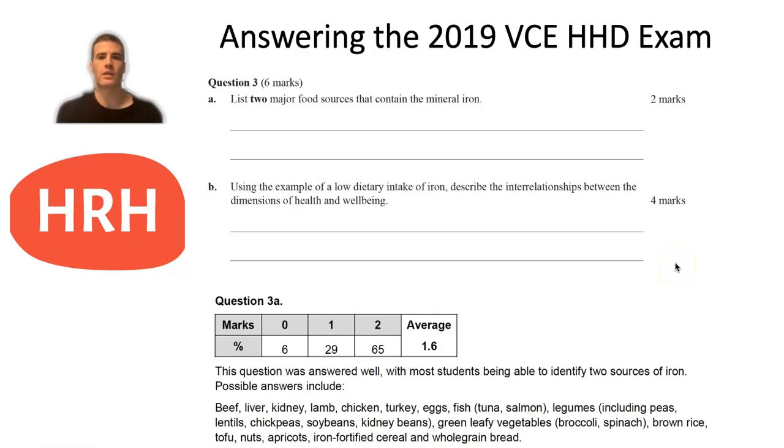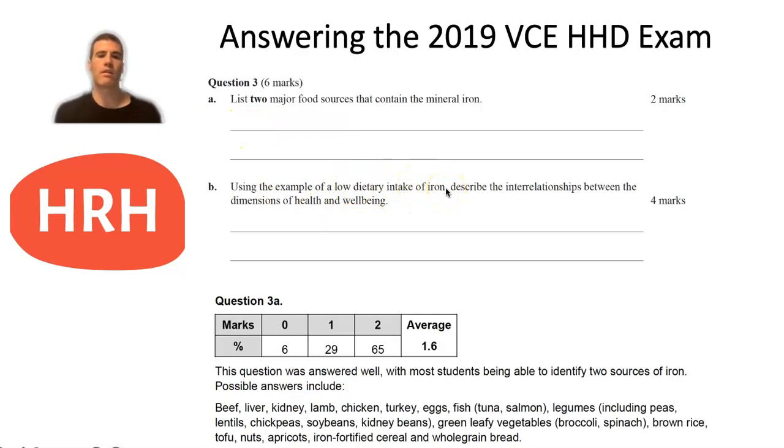For B, it's asking you for 4 marks to use the example of a low dietary intake of iron to describe the interrelationships between the dimensions of health and well-being. So you can see this question here doesn't dictate what dimensions of health and well-being you need to use in your answer. So you could use any of the 5 dimensions as part of your answer. And so they are saying, though, you have to start with an example of low dietary intake of iron.